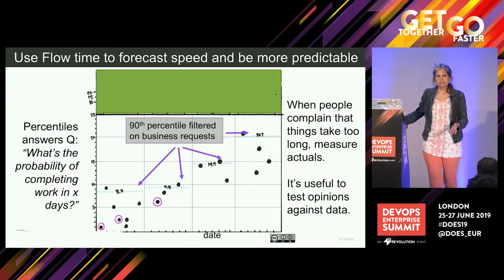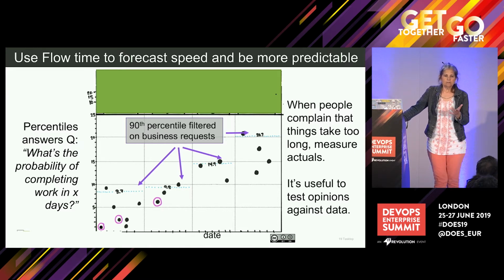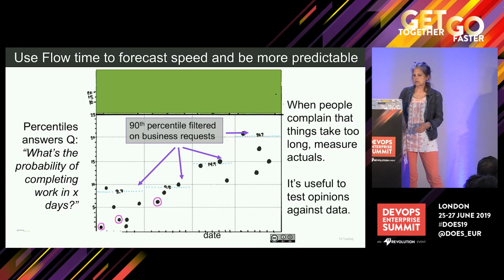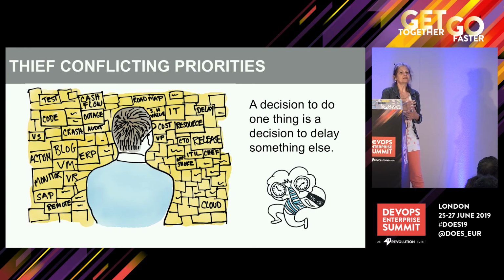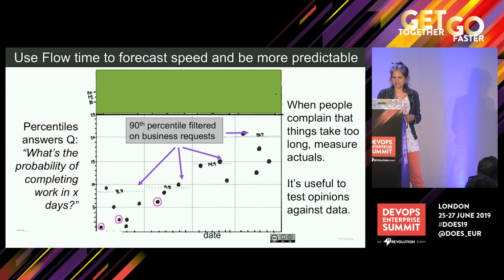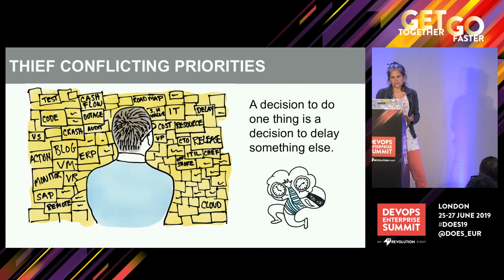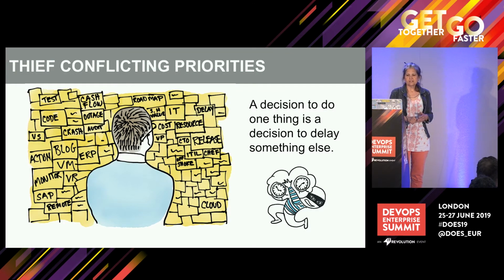And when it comes to data sets, it only takes 11 samples to get to the 85th percentile and about 20 samples. They have to be random, but 20 random samples will get you to a 90% probability of your work arriving on time. So I think this data is useful to convince others maybe suffering from the misconception that things can be done sooner than they actually can be. All right, the thief, conflicting priorities.